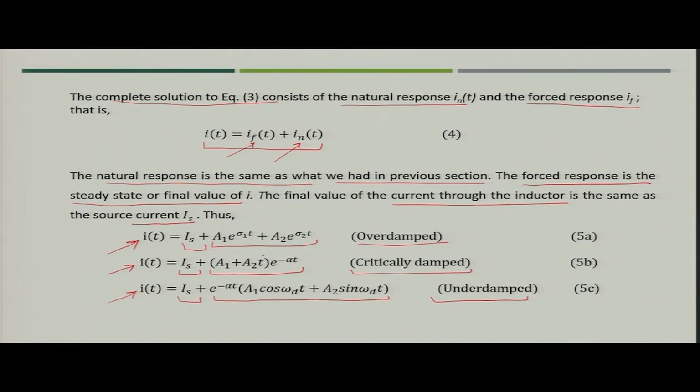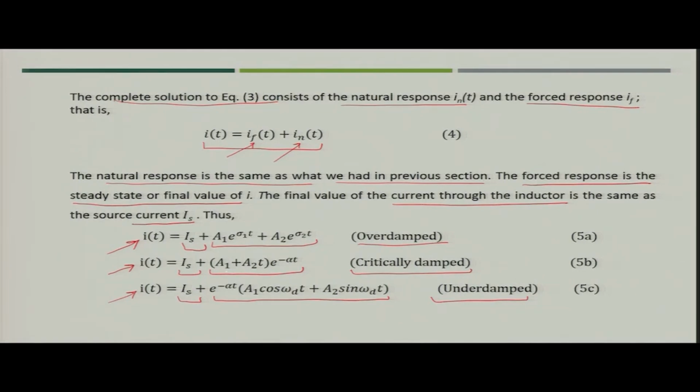So, under various conditions you will get these three values for current I(t). In case of overdamped, alpha is greater than omega naught. In case of critically damped, alpha will be equal to omega naught, and in case of underdamped, alpha is less than omega naught. Now, in this particular set of current equations, you know that A1 and A2 are the two things which are unknown.